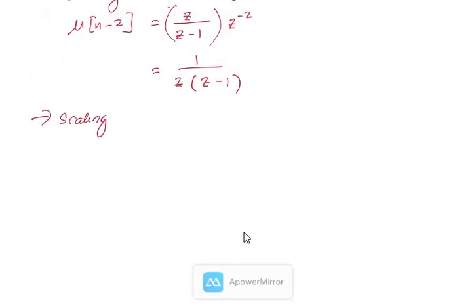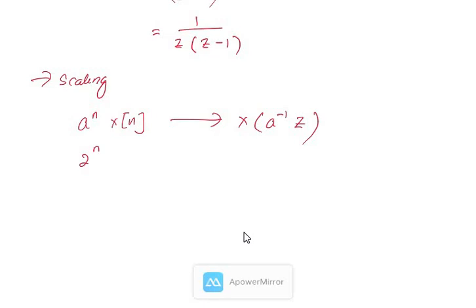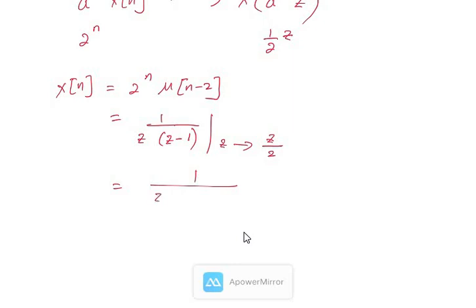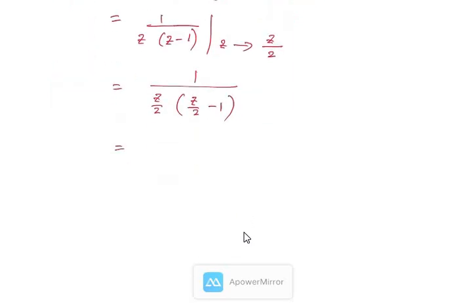For the scaling part, a power of n x[n] changes to X(a power of minus 1 z). So for 2 power of n, I will get 1 over 2 z. So x[n] equals 2 power of n u[n minus 2]. From here I get 1 over z minus 1, then z is substituted with z over 2. So this is equivalent to 1 over z over 2 multiplied with z over 2 minus 1. We substitute all the z with z over 2, so this is equivalent to 1 over z squared divided by 4 minus z over 2. Equivalent to, this one I times with 2, this one also times with 2.